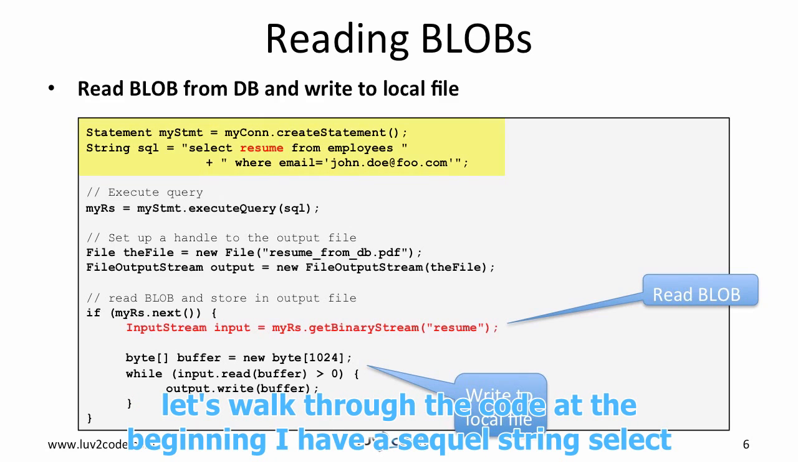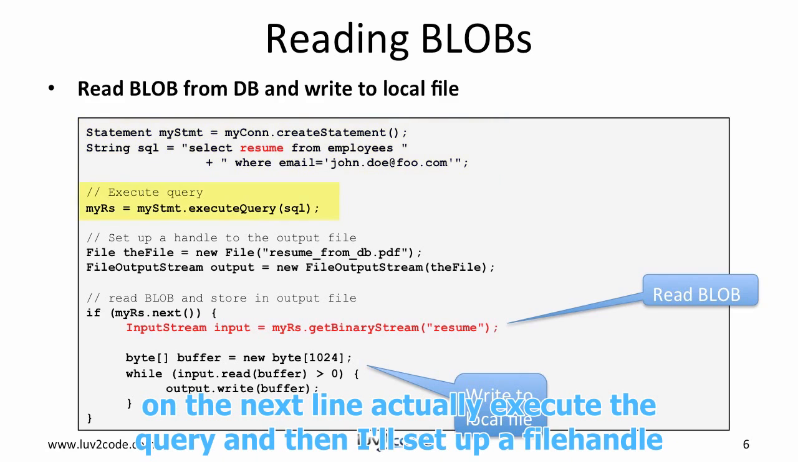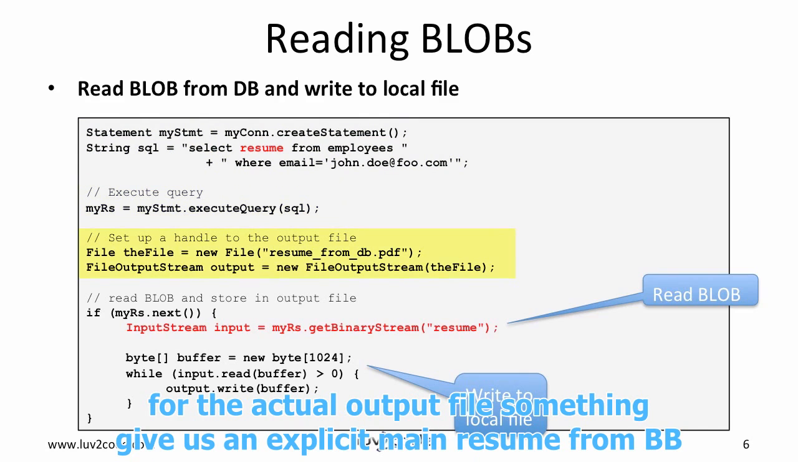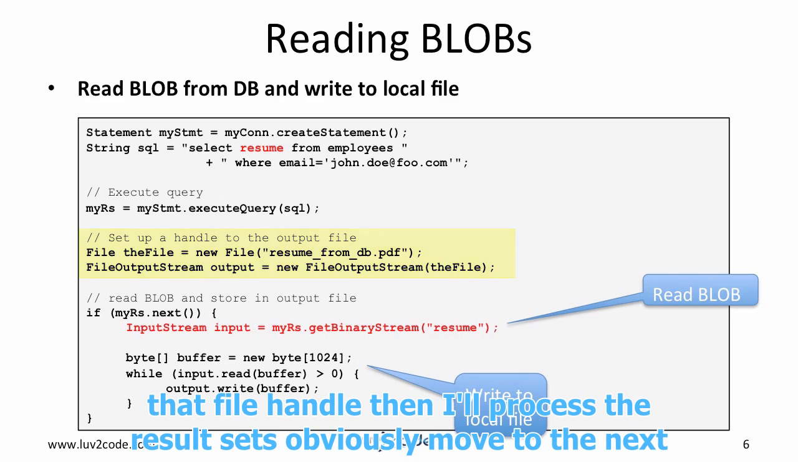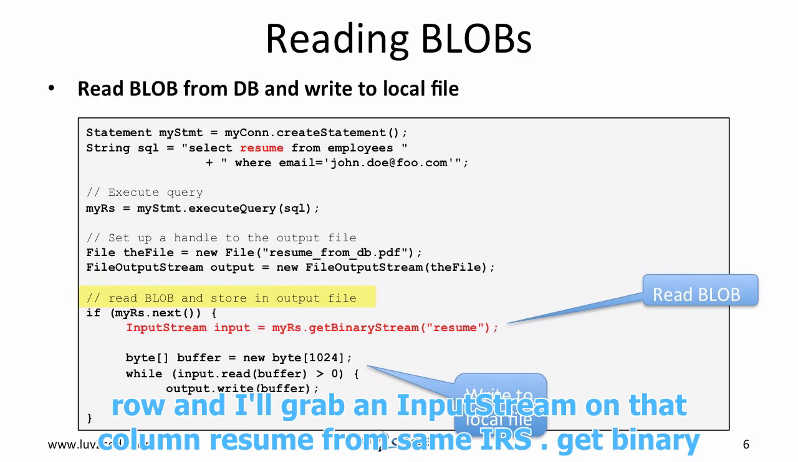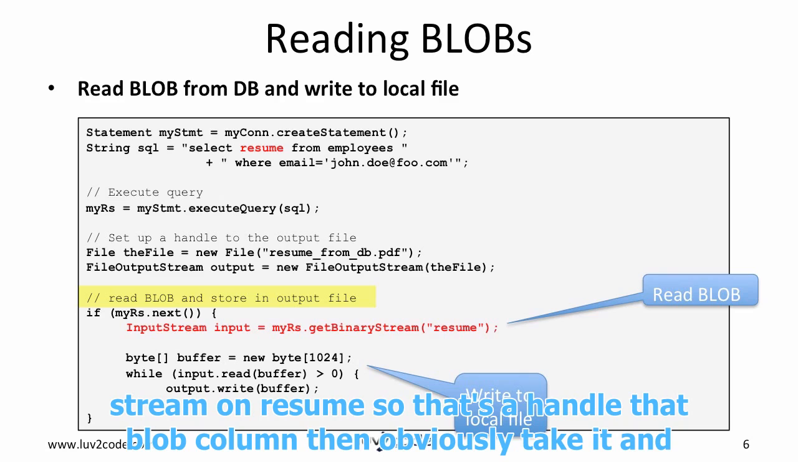At the beginning, I have the SQL string where I'm going to select the resume from employees where email equals johndoe@foo.com. On the next line, I'll actually execute the query, and then I'll set up a file handle for the actual output file. So I'm going to give this an explicit name, resumefromdb.pdf, just so I know it's a unique file name. I'll set up an output stream for that file handle. Then I'll process the result set, so I'll basically move to the next row, and I'll grab an input stream on that column, resume. So I'll say myrs.getBinaryStream on resume. So that's a handle to that blob column.